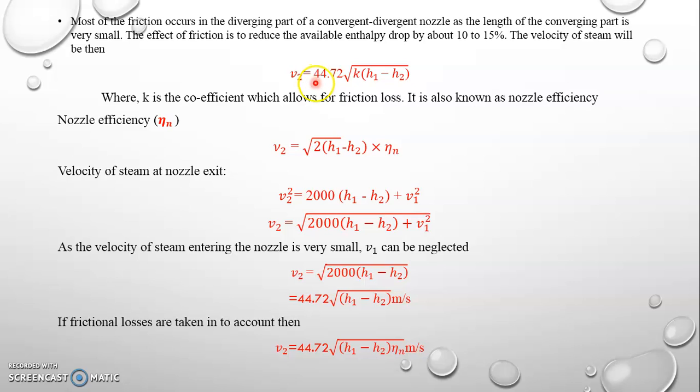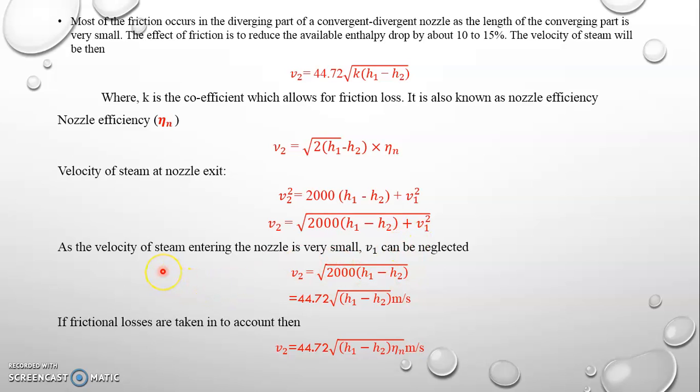Final velocity is equal to 44.72 square root of K into H1 minus H2, where K is the coefficient which allows for friction loss. It is also known as nozzle efficiency. V2 is equal to square root of 2 into H1 minus H2 into nozzle efficiency. The velocity of the steam at nozzle exit: V2 square is equal to 2000 into H1 minus H2 plus V1 square. Finally, we get V2 is equal to square root of 2000 into H1 minus H2 plus V1 square.